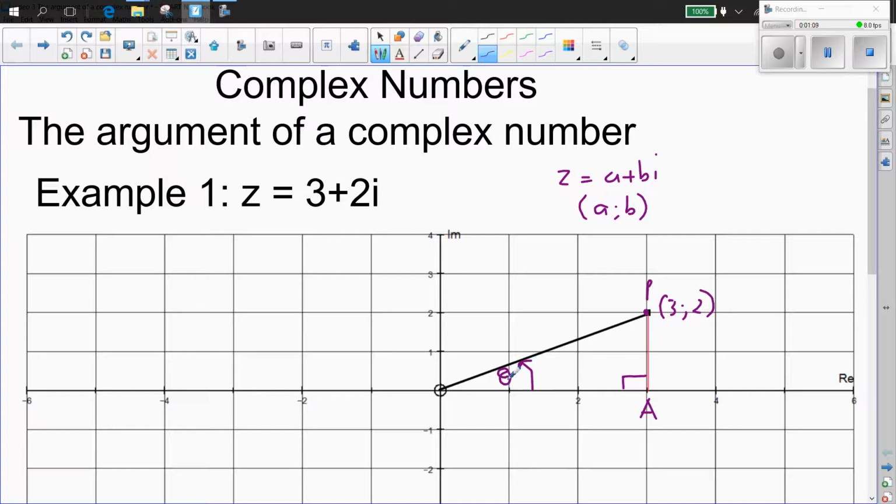Theta can be calculated in radian measure. If you're not clear with what radian measure is, you need to know how to convert from degrees to radian measure, or to revise that before you continue with this topic. 180 degrees.